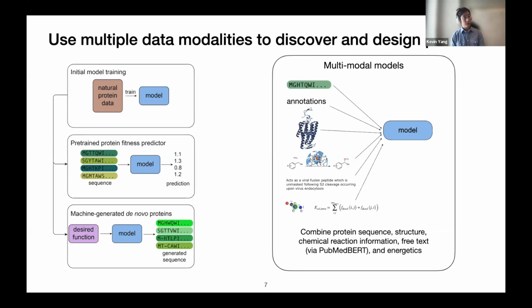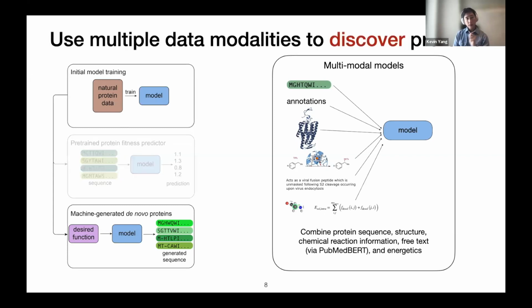The other paradigm is this machine-generated de novo proteins. So the pipe dream here is we want to specify desired function, pass that to a model, which has seen a bunch of natural data, and that model then spits out sequences that hopefully do the desired function. And today we're going to focus on this generation paradigm or discovery paradigm.